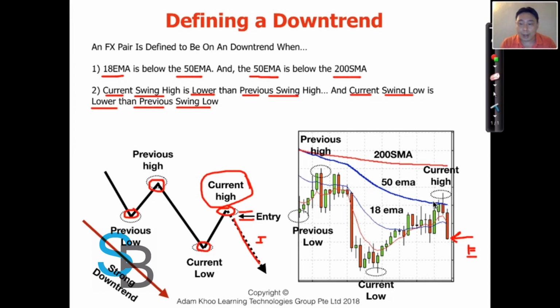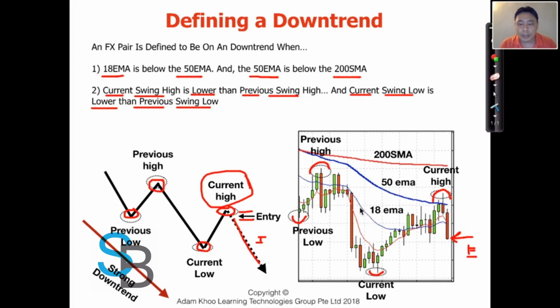So again, this is the current high, which we are now shorting, all right? So the current high has to be below the previous high. So there's a current swing high below the previous swing high, and the most recent or current swing low is below the previous swing low. Okay, so you got to recognize that pattern, guys.